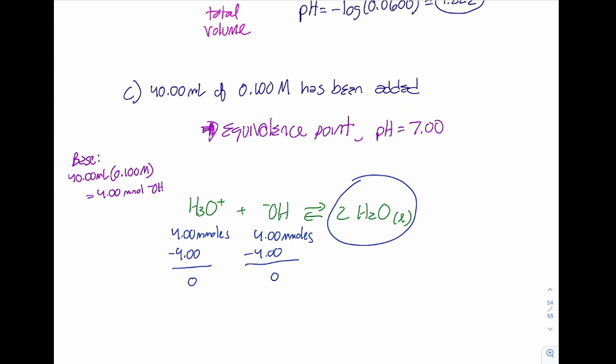So all of my acid has been neutralized by all of my base. Both of those go to 0. All I have is pure water. My pH of pure water is 7.00.